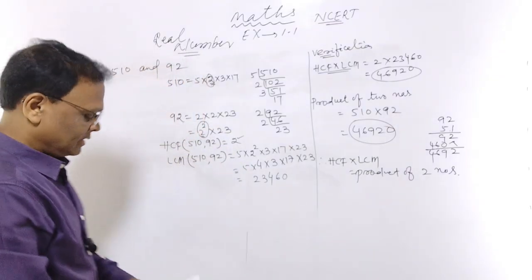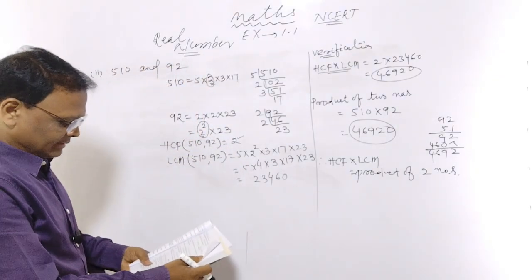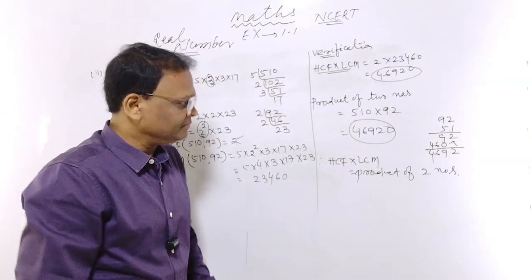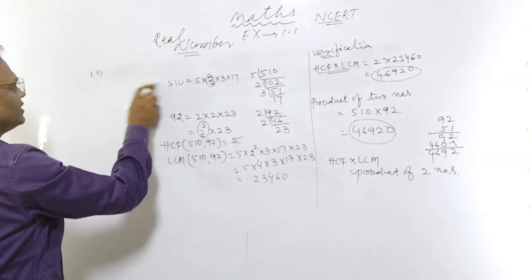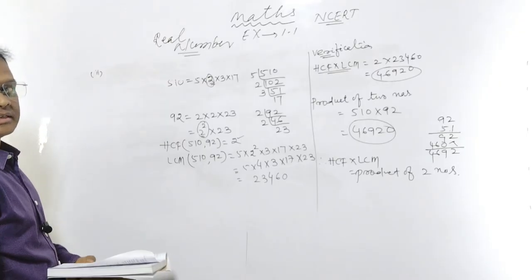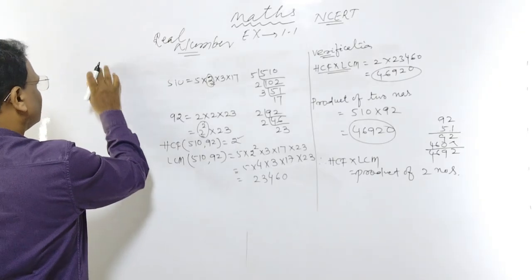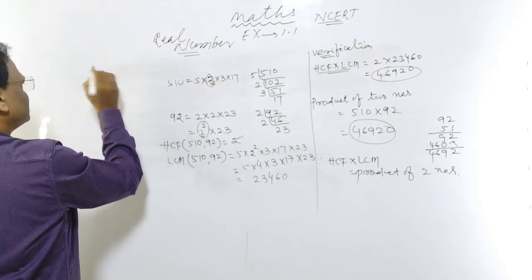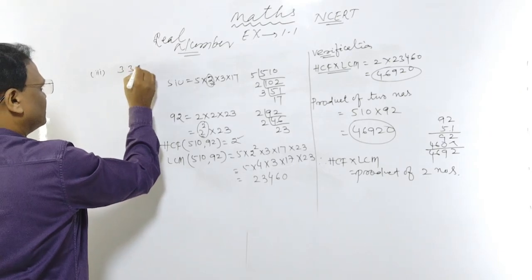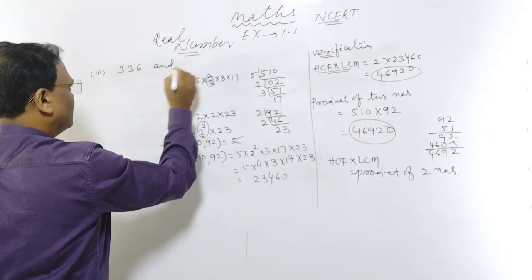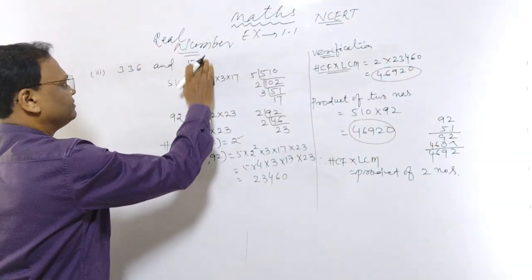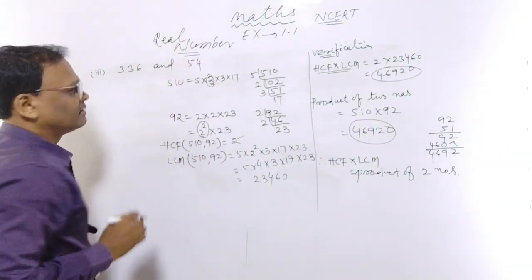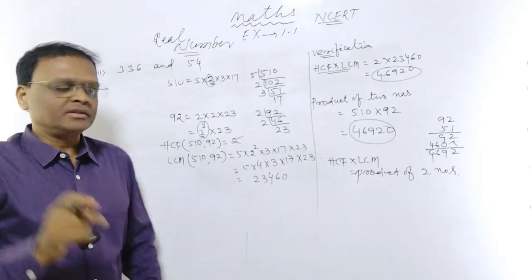Now the third one. What numbers has he given? He has given 336 and 54. Third one is 336 and 52, sorry, 54. This is the third one. Okay, question number 2, the third.